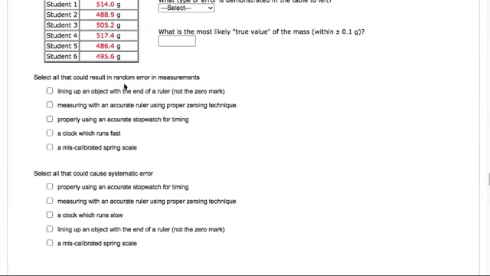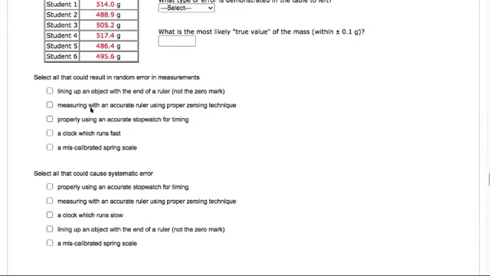If you lined up the object with the end of the ruler, which is not always the 0 mark, that means that if I'm measuring something and I line it up with the end of the ruler, but the 0 mark is not on the end of the ruler, that would be a systematic error. Every one of my measurements would read too short, because it really should be at the 0 mark, which would be right up there. Lining up the objects with the end of the ruler, would that be random or systematic? What do you think on that one? Systematic. That's systematic. That will always be wrong in the same direction. It'll actually be too short by the same amount every time.